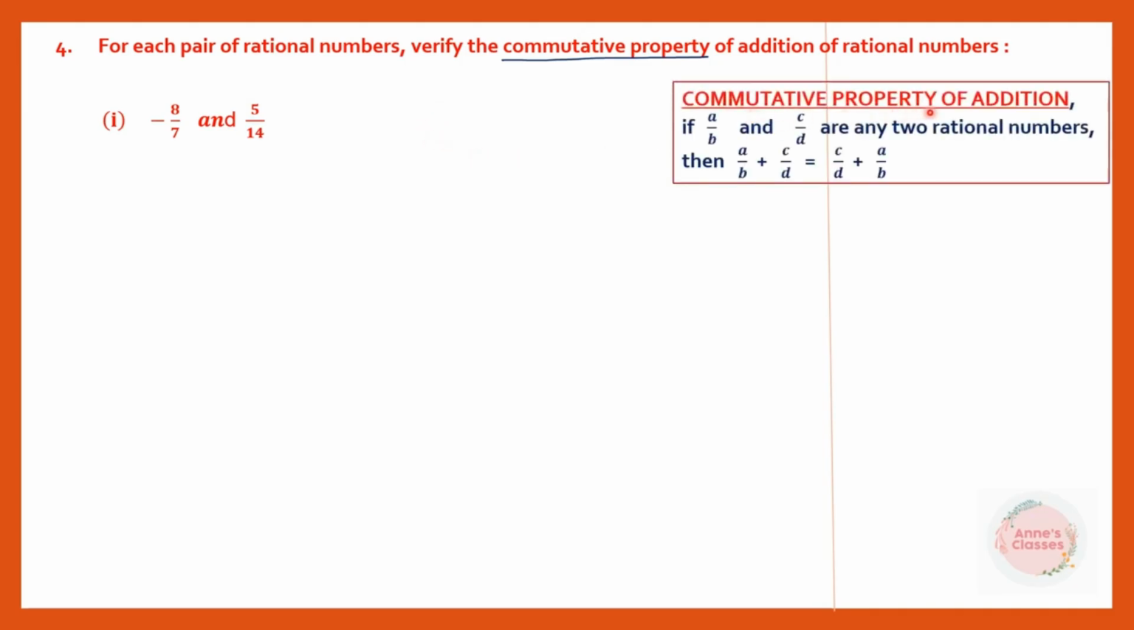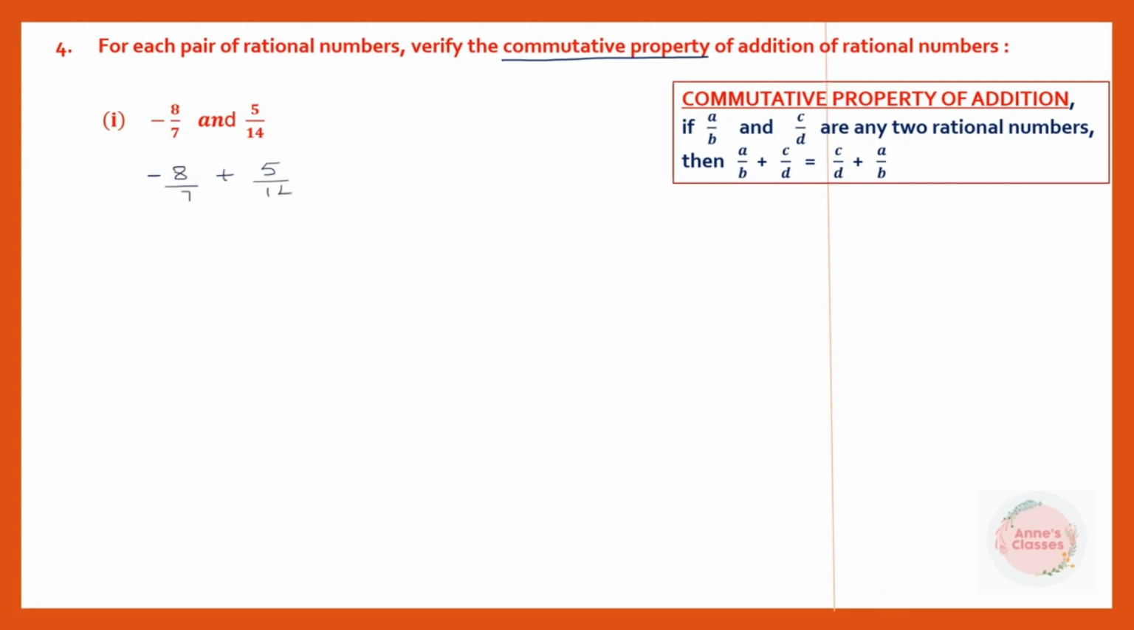So commutative property of addition is, if A by B and C by D are any two rational numbers, then when you add them up in one particular order and you change the order and you add them up, they will still be equal. So we have to prove that here. So let's do that. So first let's put it in the same order and add it up. So that means we're going to add minus 8 by 7 plus 5 by 14.